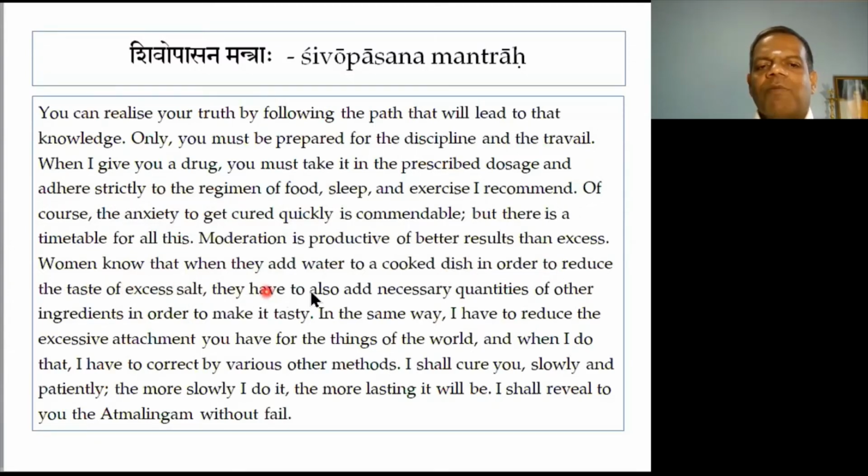Women know that when they add water to a cooked dish in order to reduce the taste of excess salt, they have to also add necessary quantities of other ingredients in order to make it tasty. In the same way, I have to reduce the excessive attachment you have for the things of the world. And when I do that, I have to correct by various other methods. I shall cure you slowly and patiently. The more slowly I do it, the more lasting it will be. I shall reveal to you the Atma Lingam without fail.